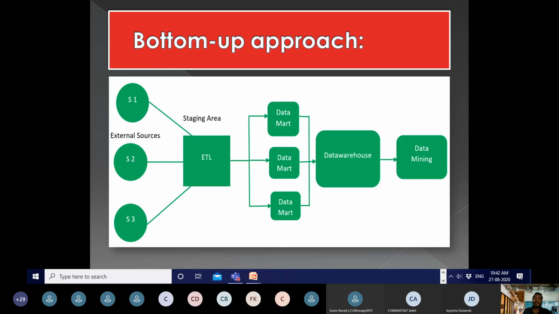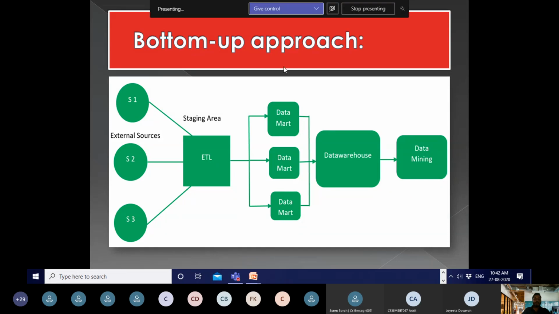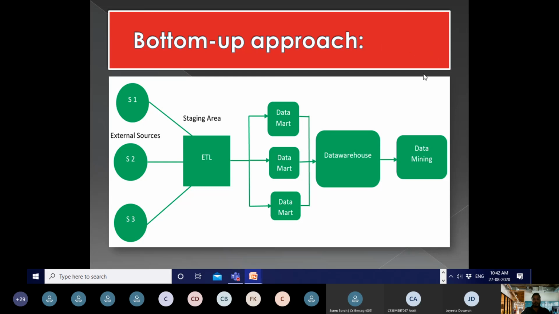Is there anyone else who wants to answer this question? No one else. Okay. So bottom-up approach, you have seen different external sources, right? Staging area, and from the staging area itself, we are creating the data mart. Am I audible now?